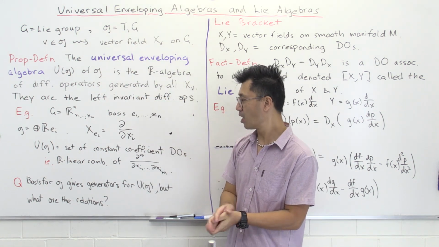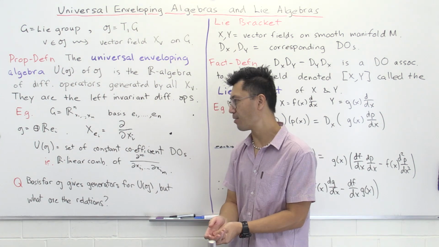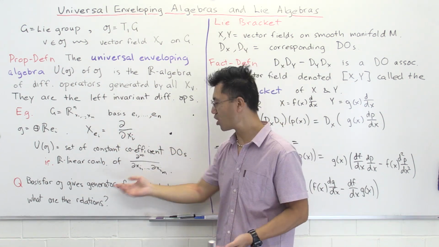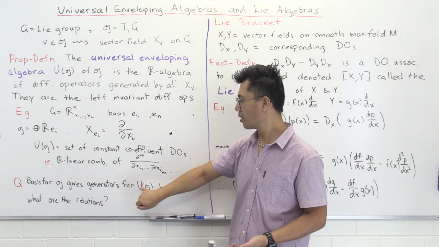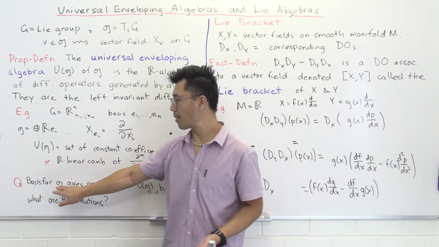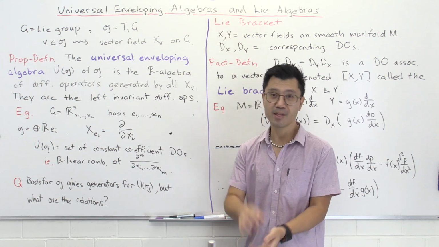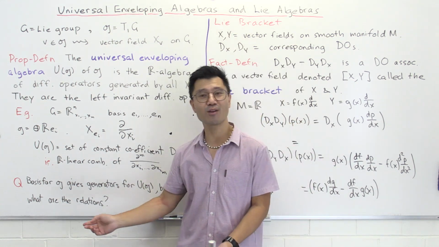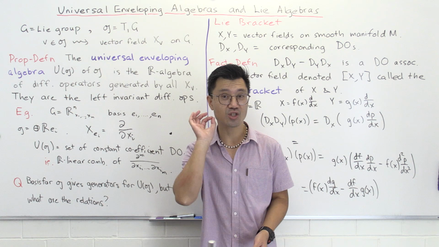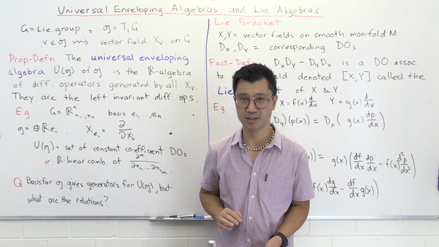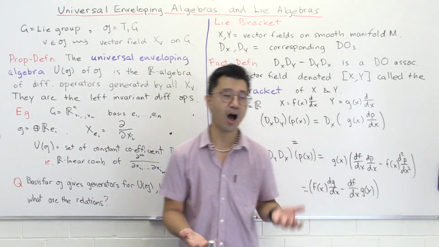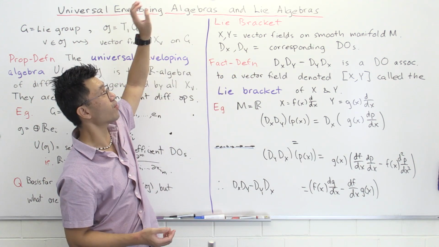Okay, so I hope you can see that from this argument here, it's very easy to give a set of generators for this universal enveloping algebra. You just need a basis for this G, a basis for this tangent space. But the natural question now is, what are the set of relations? And that's actually a very, very interesting question. To tell you what the relations are, I have to introduce firstly the notion of the Lie bracket.